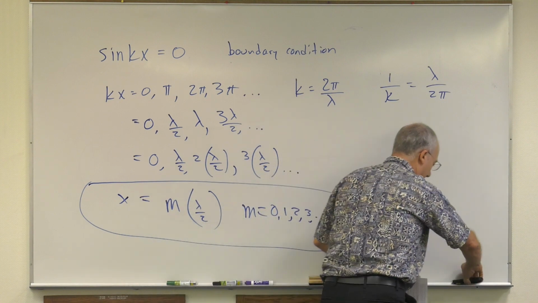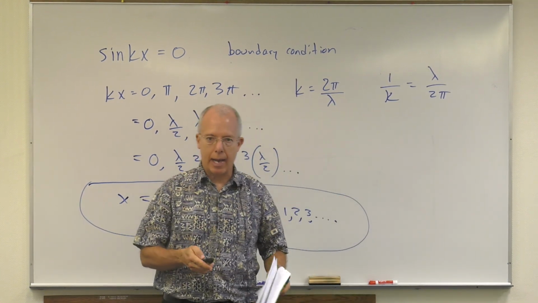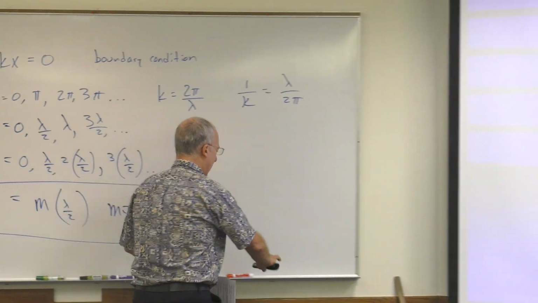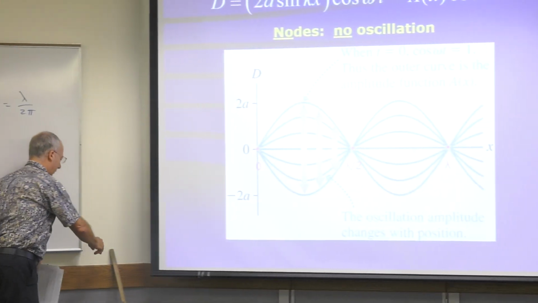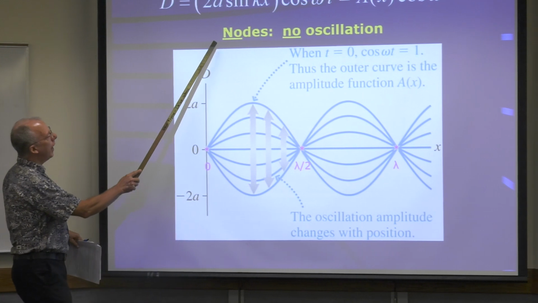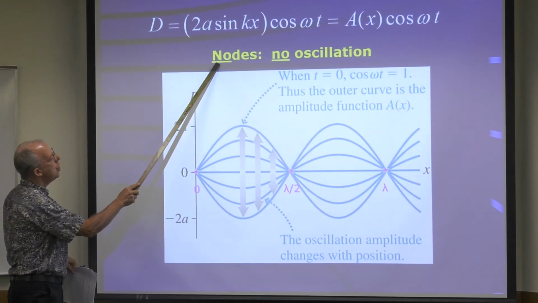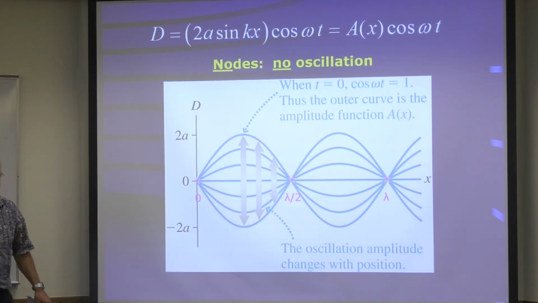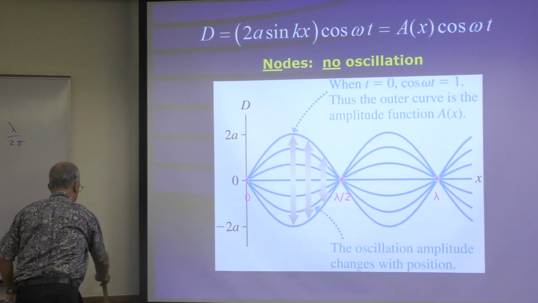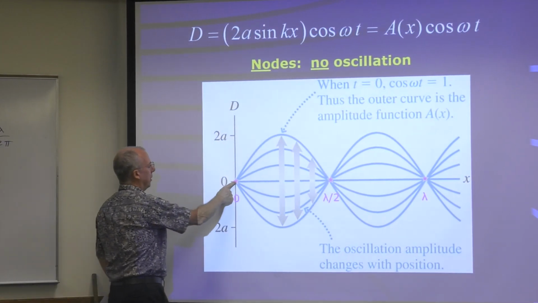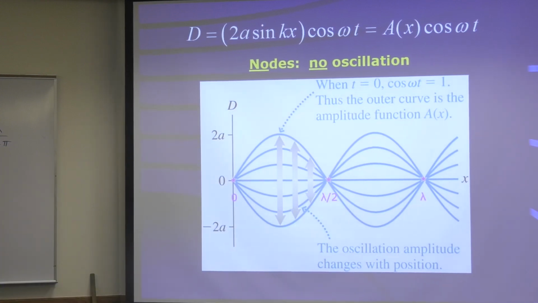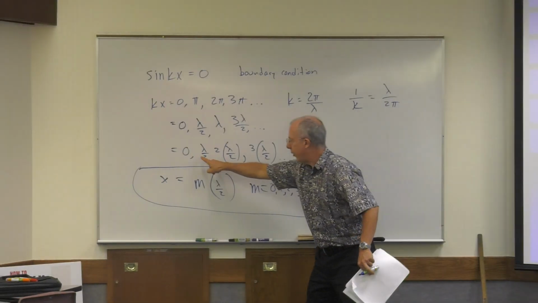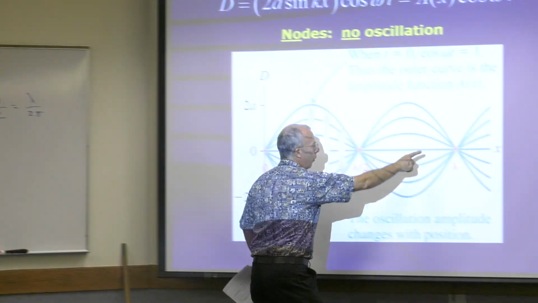Now, there's a name. If you paid attention to that video, the guy used the name. It's called a node. And it's simple to remember this. The first 2 letters are N-O. Node: no oscillation. So node is no oscillation. In other words, there's no oscillation at 0, there's no oscillation at lambda over 2, there's no oscillation at lambda, and so forth and so on.